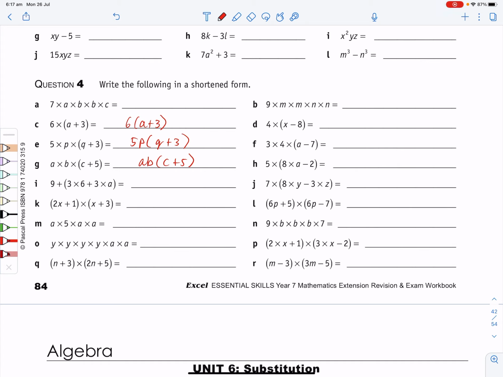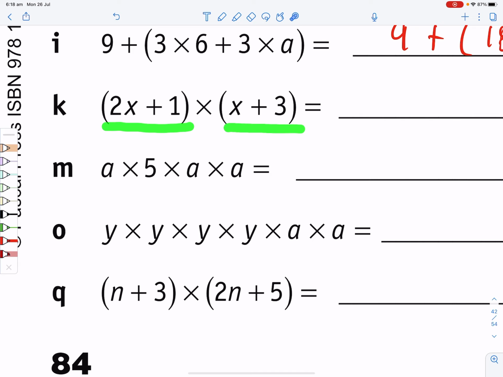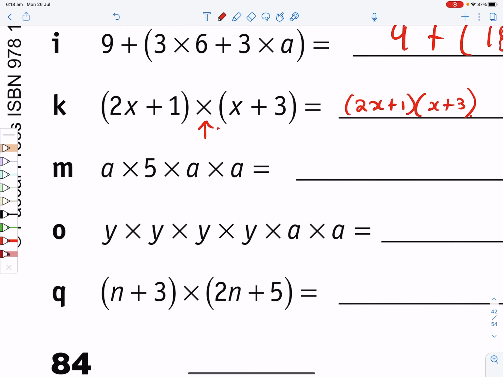All I'm doing here is eliminating the multiplication or division signs, because that's what the question has requested for us to do. Be careful in questions like K. You've got 2x plus 1 times x plus 3. So what you do, you just rewrite it exactly like this. Just get rid of that multiplication sign there.